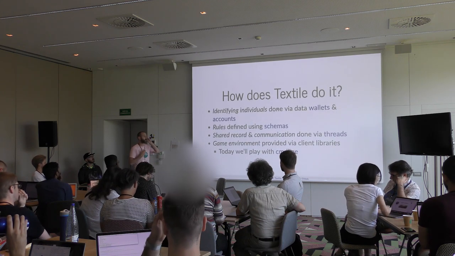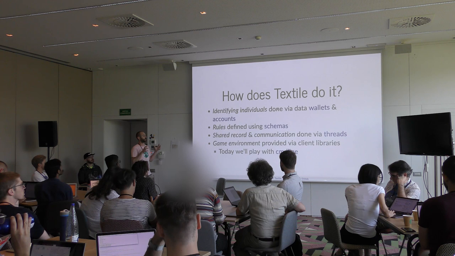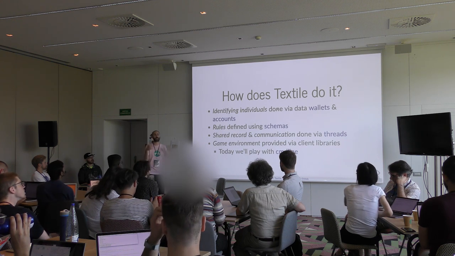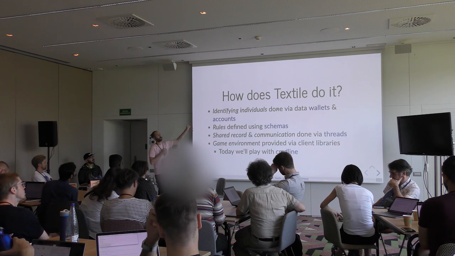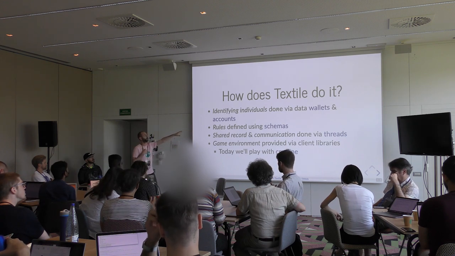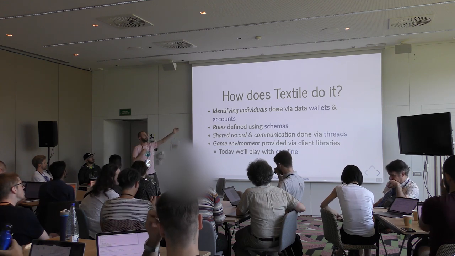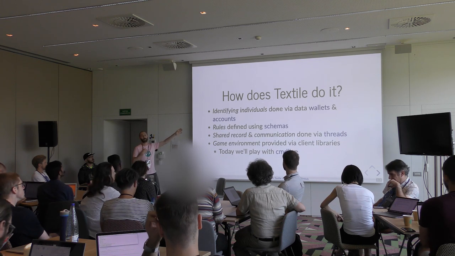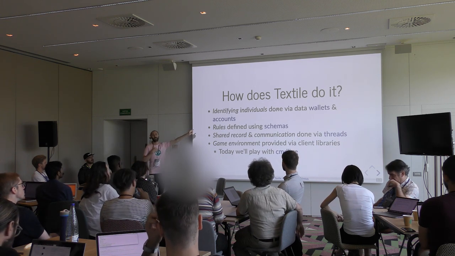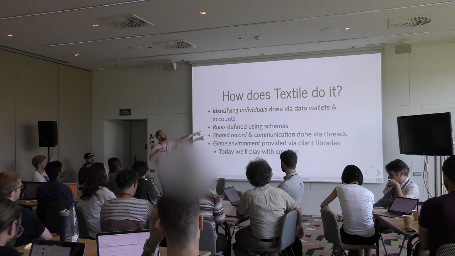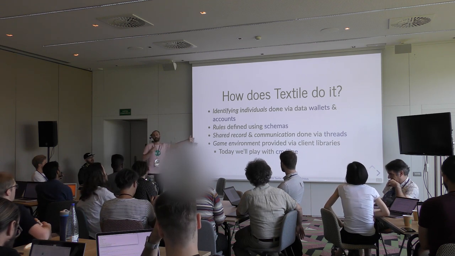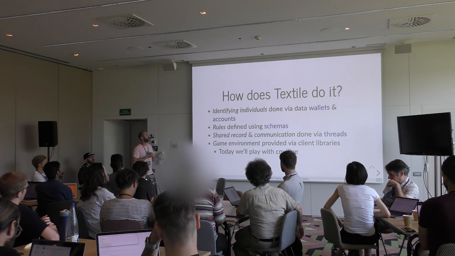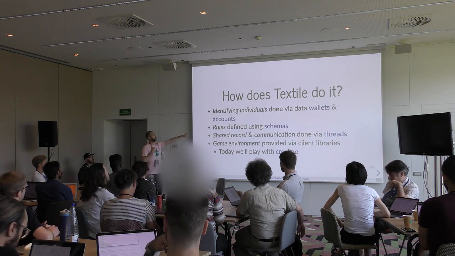In the Textile framework, we have a couple of core concepts that we'll use to satisfy some of those conditions. So identification, or at least identifying each other, we do via something we call data wallets and accounts within those data wallets. And when you do download the slides, these links are links to documentation on our docs website, so you can reference that stuff later. But we'll also talk about these concepts in detail in a second.